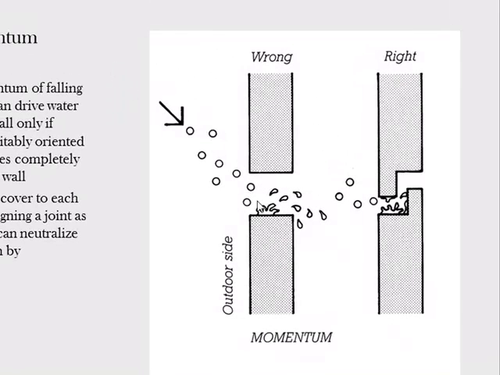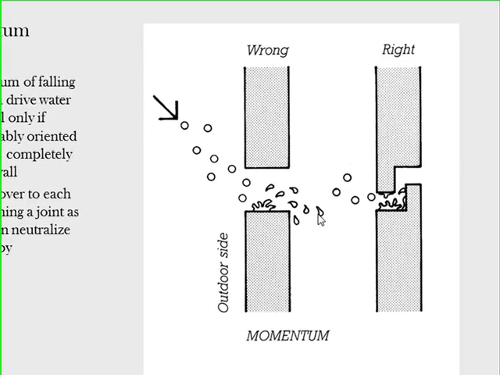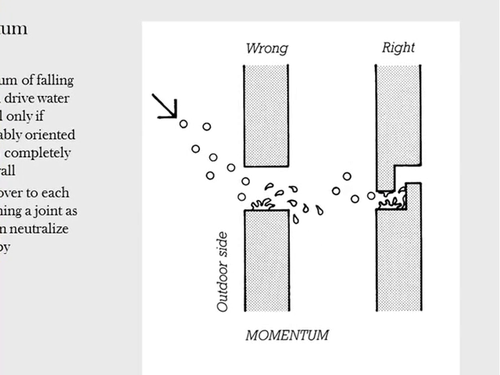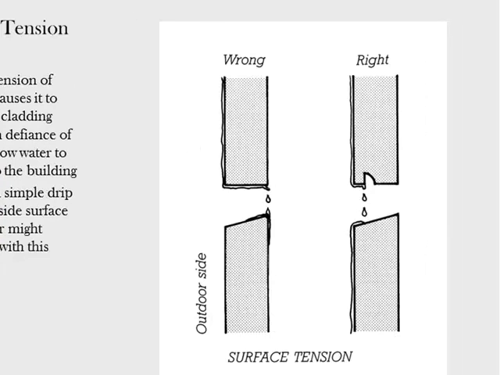Momentum: if it's a driving rain and this is just squared off, the drops will come in and bounce in. But if you have a zigzag approach like this, they'll get in there a little bit, but most likely most of it will come back out. The labyrinth, that's what they call that.